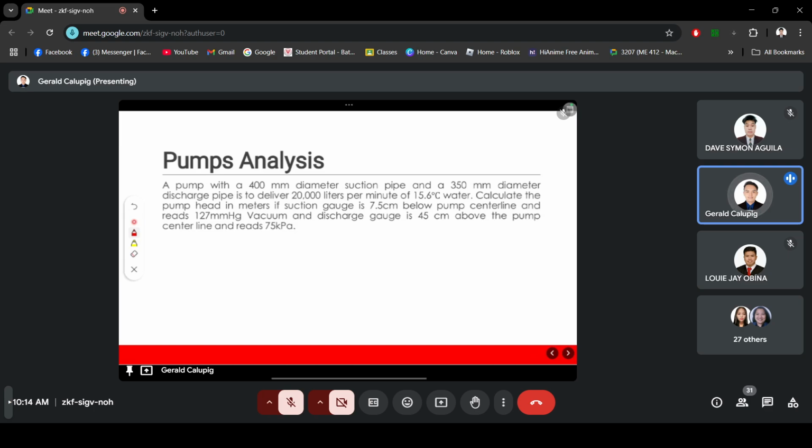You can have your formula: PD minus PS over specific weight plus VD squared minus VS squared over 2G plus ZD minus ZS. First, you can have your velocity. Please try to solve po, then we will discuss. First, you need to have your velocities, and once you have your velocities, you can substitute to the formula of total head. Okay? Then, once you are done, please let me know so I can call someone to discuss the answer. Thank you.